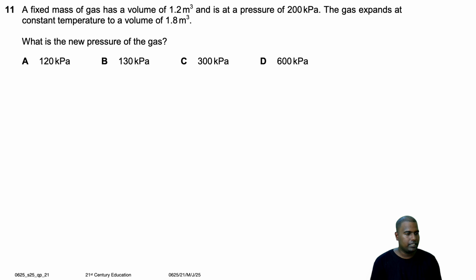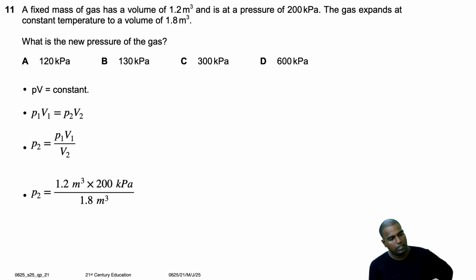A fixed mass of gas has volume 1.2 meter cubed. So one volume and pressure is given. They're asking for the pressure at another volume. We know that PV is constant. So P1 V1 equals P2 V2. We just have to rewrite the equation for P2: P1 V1 by V2. So if we substitute, then we get 133 kilopascal, rounded up to 130 kilopascal.